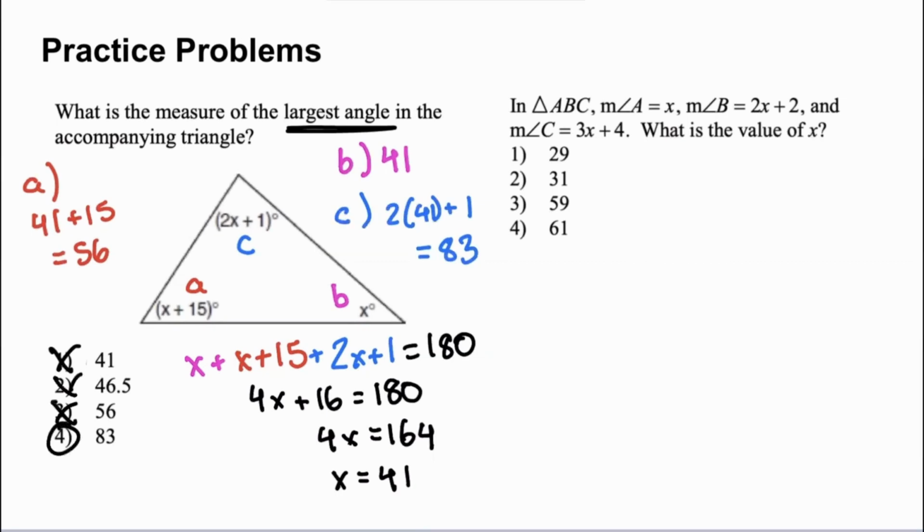Now for the second one, it gives us a bunch of angle measures of a triangle, but it doesn't actually show us the triangle ABC.